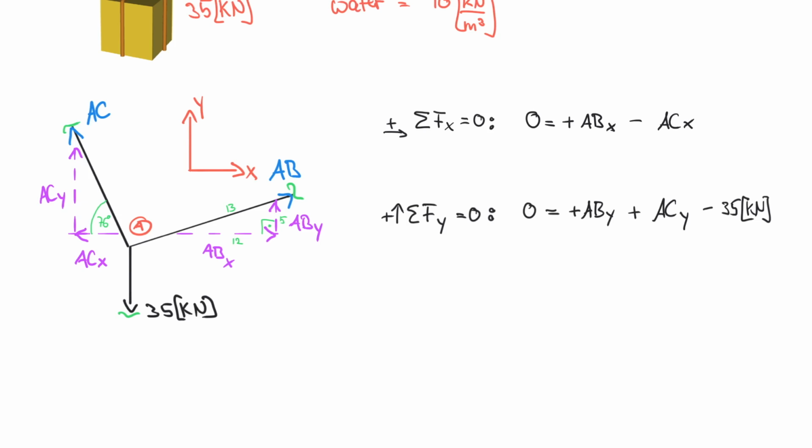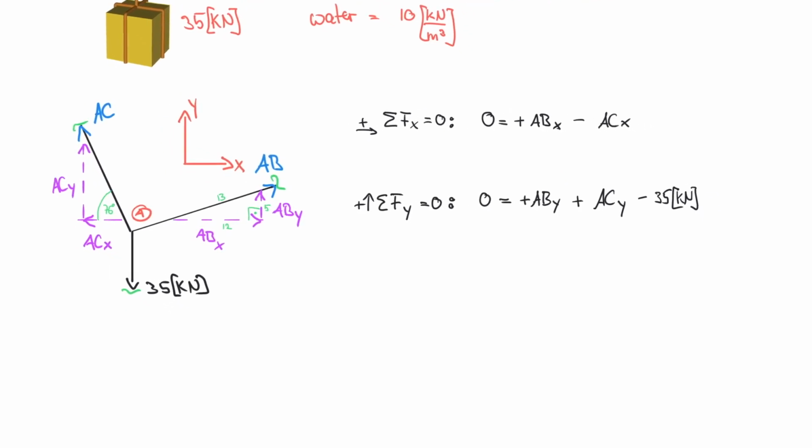The workaround really is that you can express ABY and ABX by one and the same unknown, which is AB. And I'm going to do that for you in a second. Likewise, AC can be used to express ACY and ACX. And so that's why I left some space here. Let's go ahead and do that.